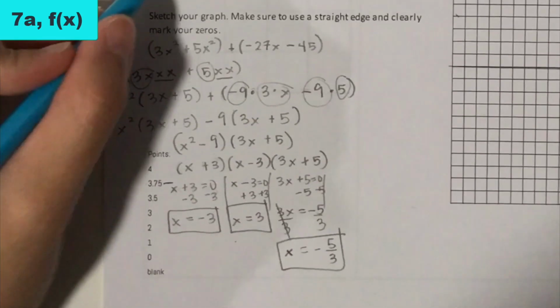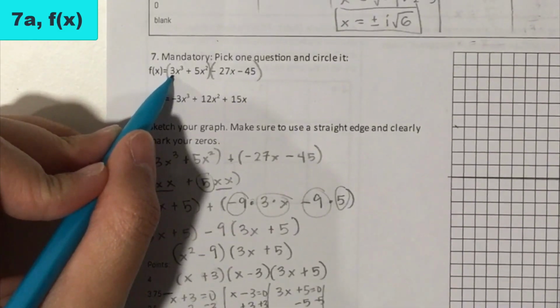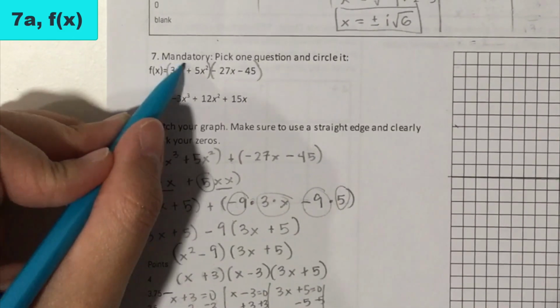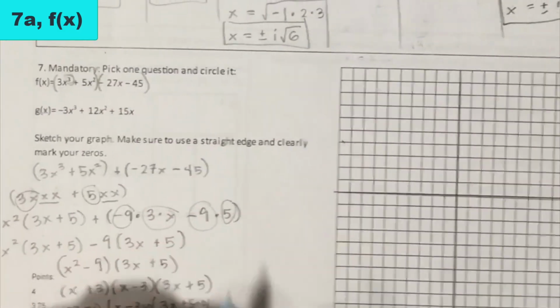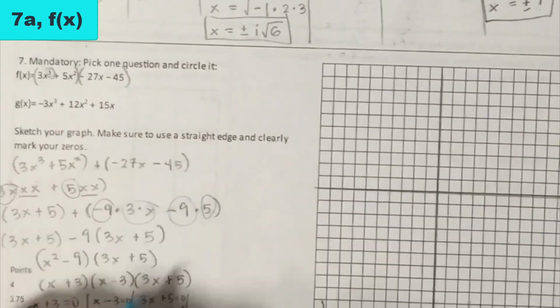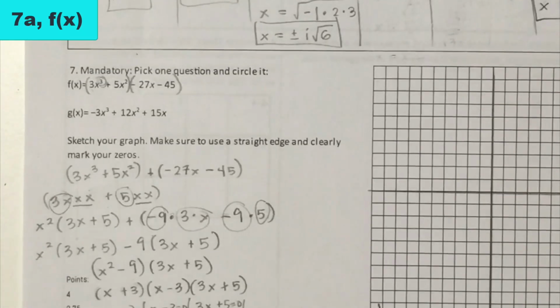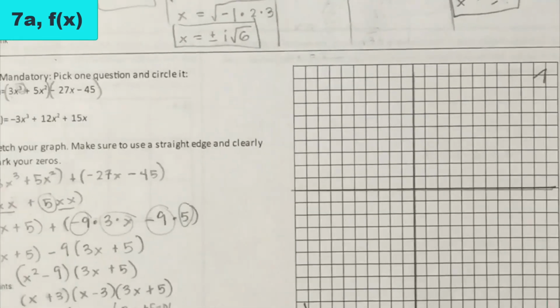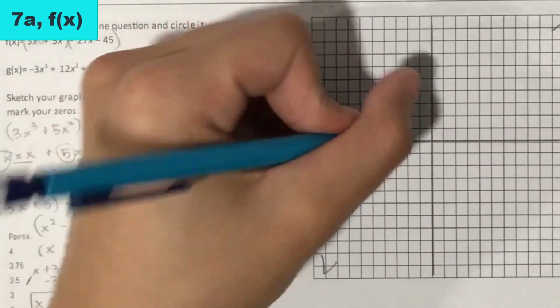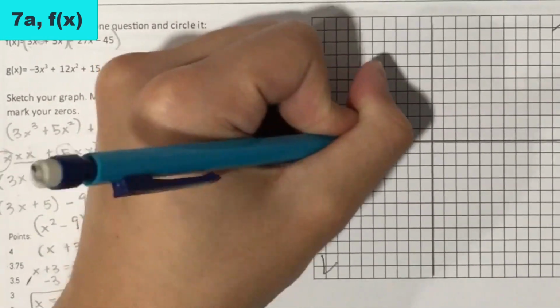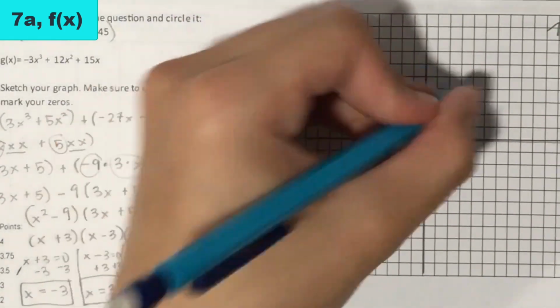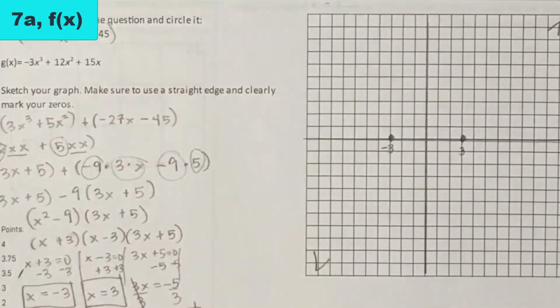To graph this function, we can see that the leading coefficient is positive and the degree is an odd number. That means the arrows will be pointing this way. And we now know our solutions, so we can graph them. And so -3 would be here, and positive 3 would be here.